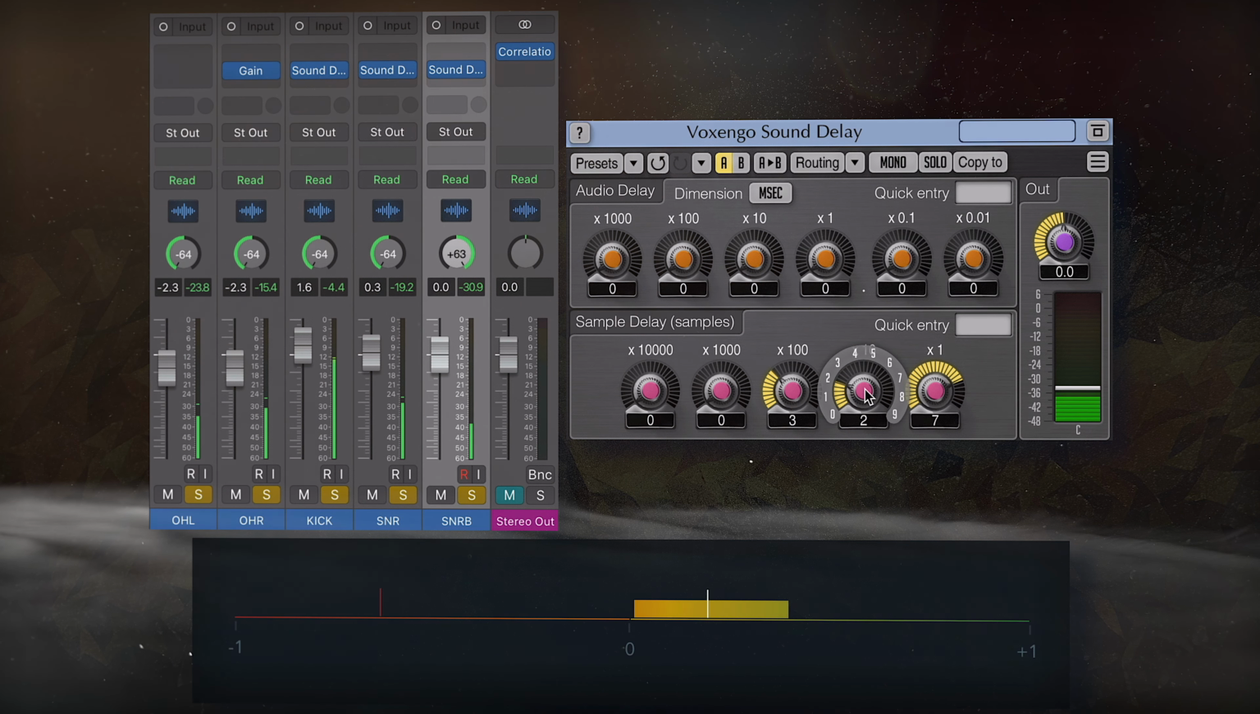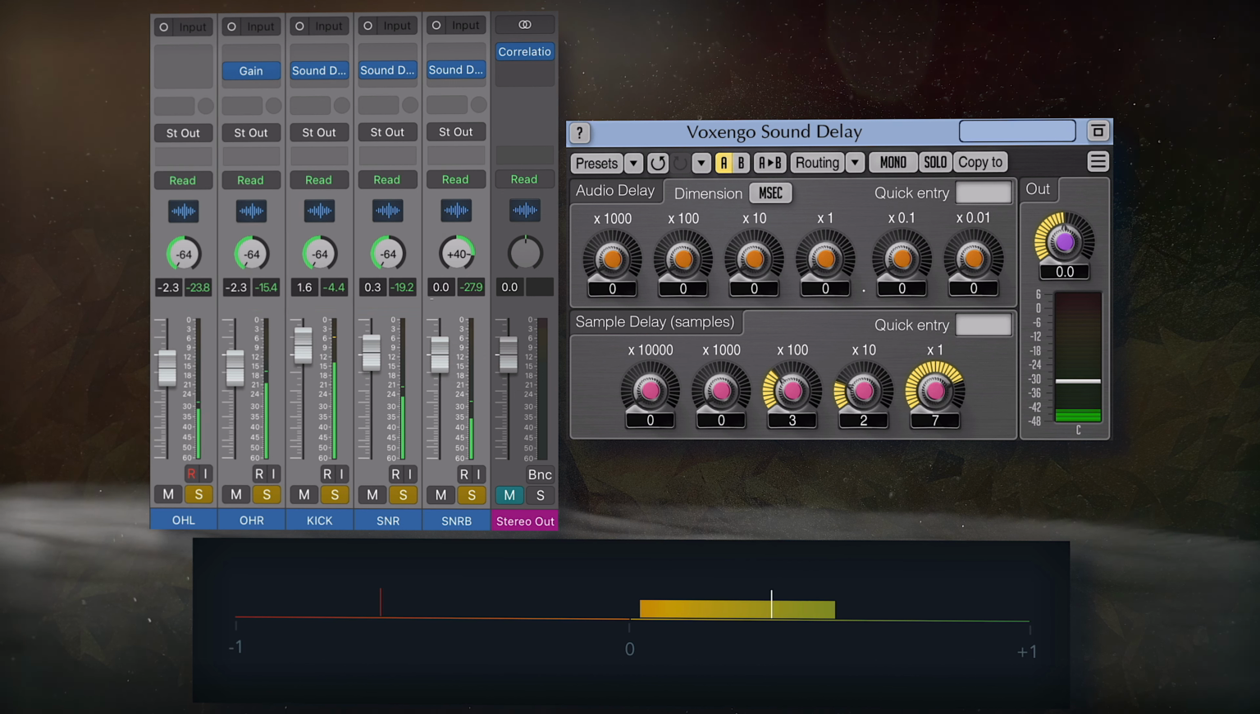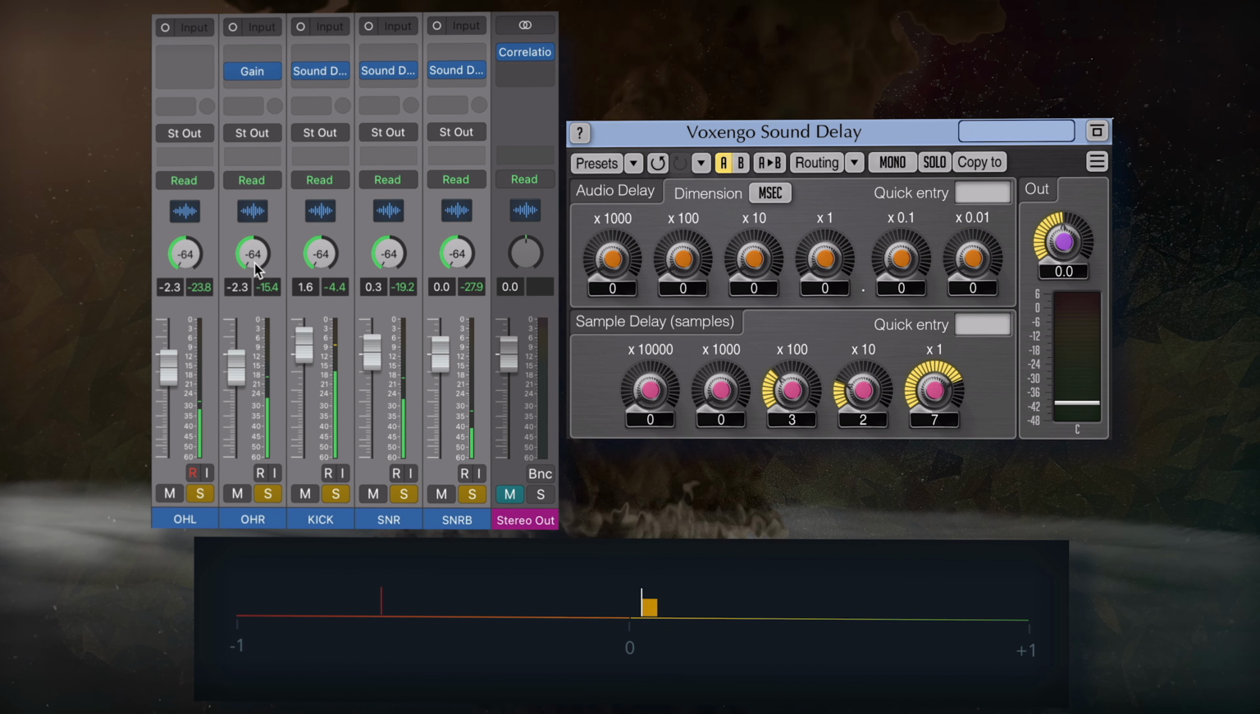With that said, let's take a listen to the drums having their phase adjusted with this method. Again, we'll do a full AB, and keep in mind that you might prefer the non-adjusted or the original recording.